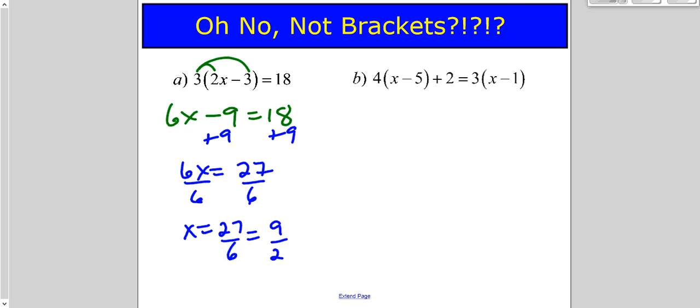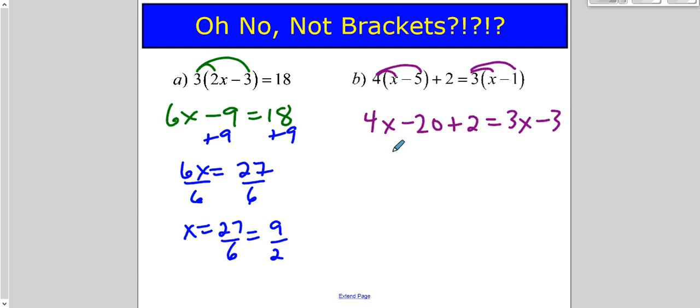Okay. Same thing here. I know brackets... in fact, we have 2 brackets, but that's okay. We're going to take what's outside, multiply it by what's inside. So 4 times x, which is 4x. 4 times negative 5, which is negative 20, plus 2, equals 3 times x, which is 3x. 3 times -1, which is -3.